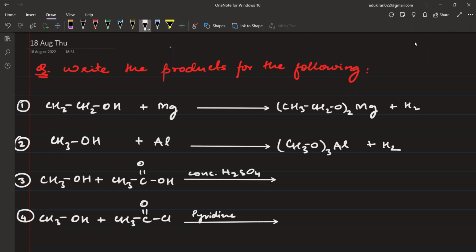Minashi has sent. Wait, Minashi. First one is fine. Second one is fine. Third. ये कार्बोक्सिलिक एसिड के साथ नहीं किया क्या रिएक्शन हम लोगों ने?